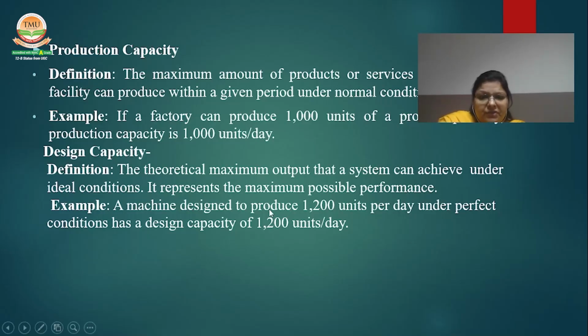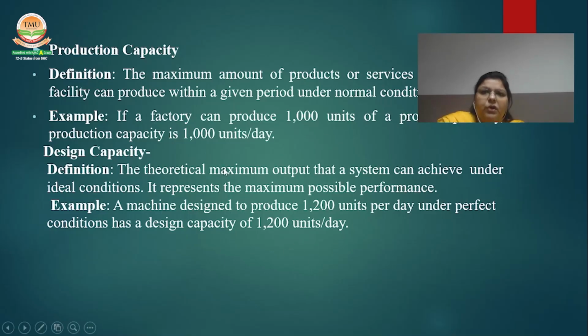Let's take an example: a machine designed to produce 1200 units per day. It means you have given the duty to that machine that you have to produce 1200 units in a day under a perfect condition, and the design capacity is called 1200 units. If the machine does not go for failures or repair, it will produce in a normal condition.